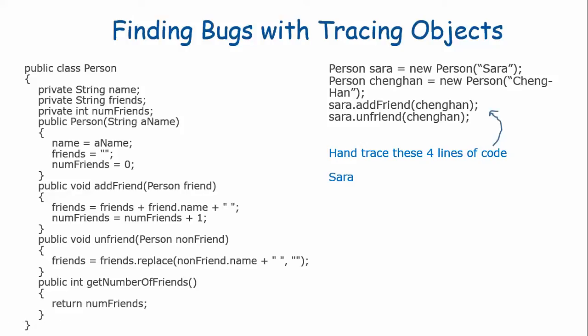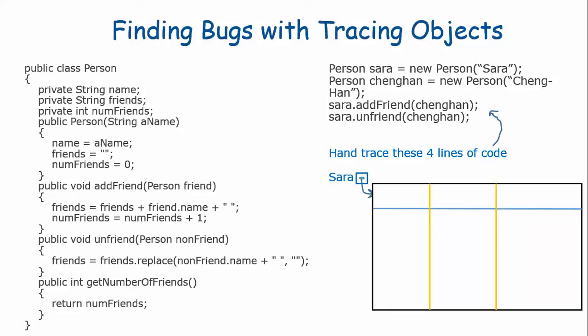Now as you can see, I'm creating this Sarah object and Chenghan object too, but I'm not modifying or handling Chenghan here. I'm only adding a friend to Sarah and unfriending from Sarah. So let us analyze the Sarah object. Let us again make a table here with three columns, as there are three instance variables, name, friends, and num_friends.